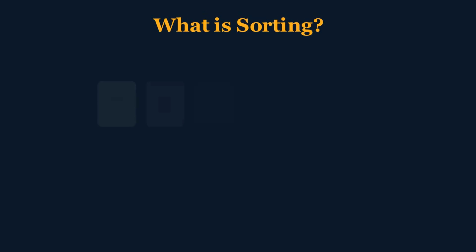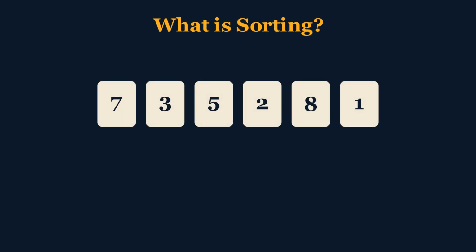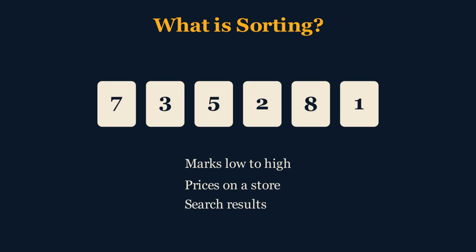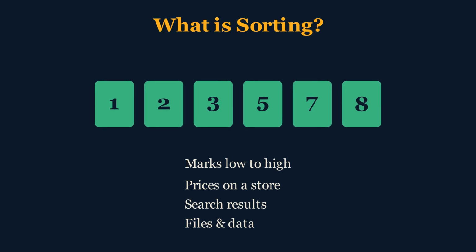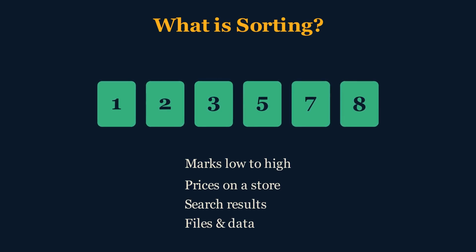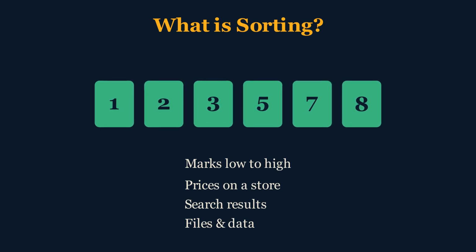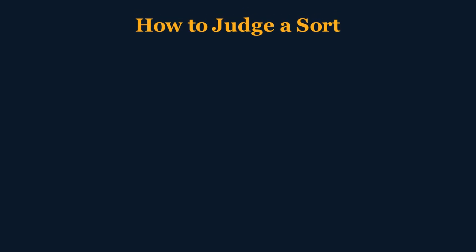So what is sorting? At its core, sorting just means arranging items in a specific order, usually smallest to largest. And you rely on it every single day. When you sort your marks from lowest to highest, when Amazon shows you products from cheapest to most expensive, when Google ranks search results, that's sorting. And it's not just about looking neat. Sorted data is faster to search through, which makes it one of the most important ideas in all of computer science. Before we start the race, how do we decide which algorithm is better?